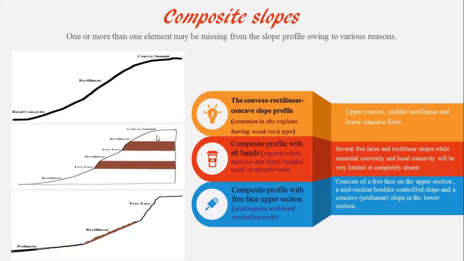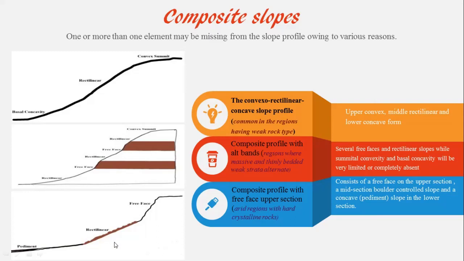This kind of profile, as you are seeing over here, will have a convex summit. That is one. Then we have a number of rectilinear slopes and free faces. Again rectilinear, again free face. The steep free face, and then a rectilinear slope. Of course, the summit will be one only, and that is a convex summit. And the basal concavity will be very limited. Over here, we have a very extended basal concavity, but here the basal concavity is very limited, or it may be absent.